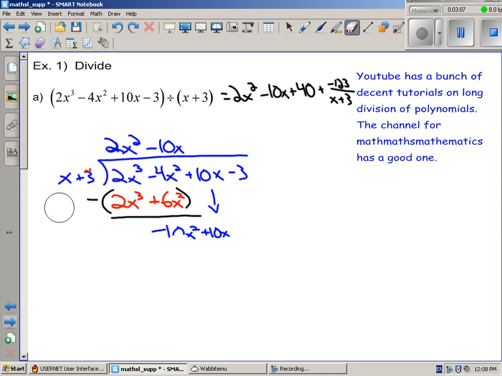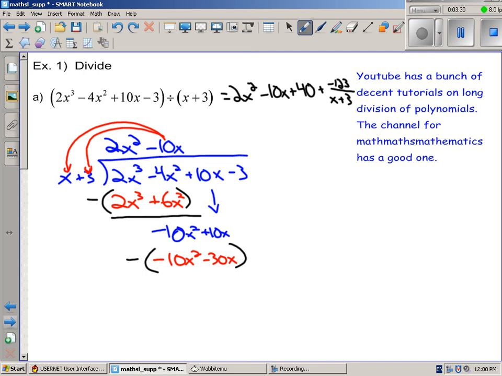Lovely. Okay, now I have to figure out what I need to subtract off. So I'll take that negative 10x and multiply it by this binomial. So negative 10x times x is negative 10x squared. And negative 10x times 3 is negative 30x. And that whole thing is going to be subtracted off. Okay, to get to the next step, negative 10x squared minus a negative 10x squared, that's going to give us 0 over here, which we probably don't need to write. 10x minus a negative 30x gives us 40x.